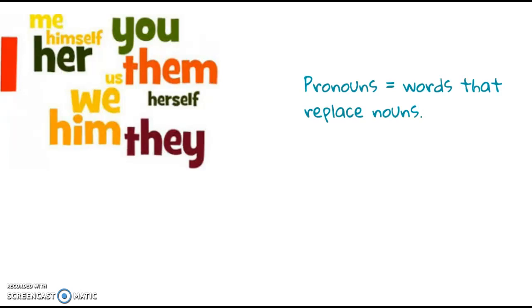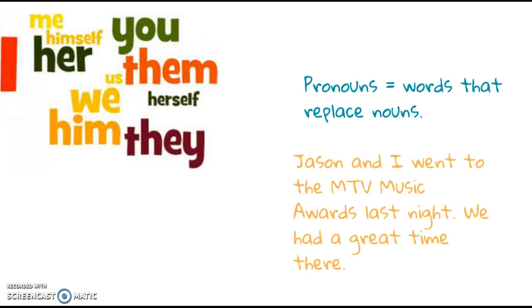Pronouns. Words that replace nouns, such as I, you, me, them, their. Take this sentence. Jason and I went to the MTV Music Awards last night. We had a great time there. Most of us can probably pick up what the we and the there, the two pronouns, refer back to. But just to show you how this works. So we and there are your pronouns. We refers back to Jason and I. So I draw an arrow on my paper. Now I'm clear as to what the we stands for.